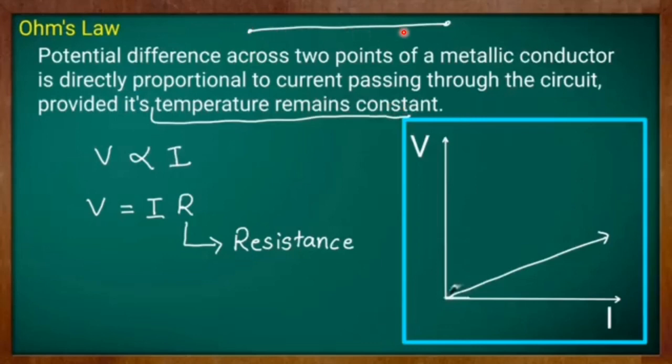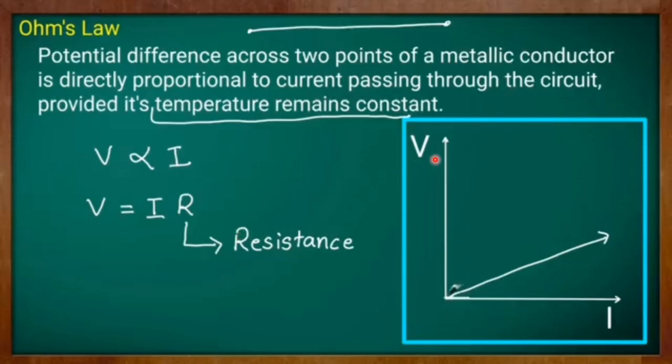So if you consider a metallic wire, then the potential difference created across the two ends, that is 2 points of a metallic conductor, is directly proportional to the current, provided the temperature of the metallic wire is constant. Already we studied this mathematical relation, isn't it, children? That is V is directly proportional to I. So V is equal to IR, where R is the resistance.